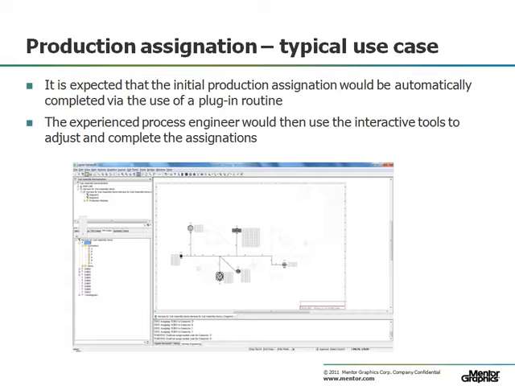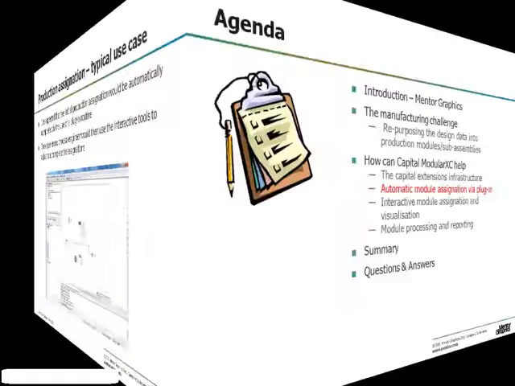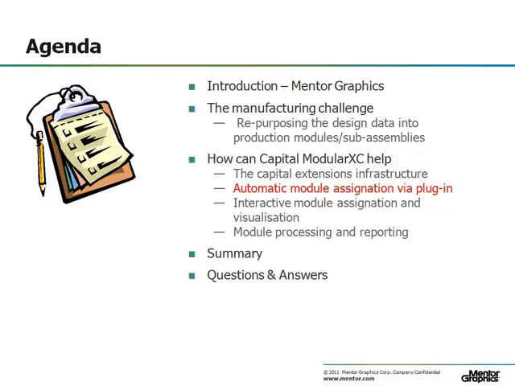Now, before we move on, I just want to talk about a typical use case. It's expected that the initial production assignation would be automatically completed via the use of a plugin routine. The experienced process engineer would then use the interactive tools to adjust and complete the assignations. So I'm going to demonstrate these two key stages in the next two pieces of the webinar. So now let's take a look at how we can perform automatic module assignation via the use of a plugin.